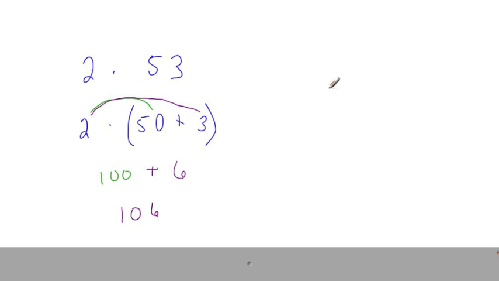Let's try another one. Let's consider 3 times 74. So the first thing I need to do is take 3 times 70. Well, I know that 3 times 7 is 21, so 3 times 70 is 210. Then I need to add 3 times 4. 3 times 4 is 12, so I'm going to add 210 with 12, and in my head I can get 222.